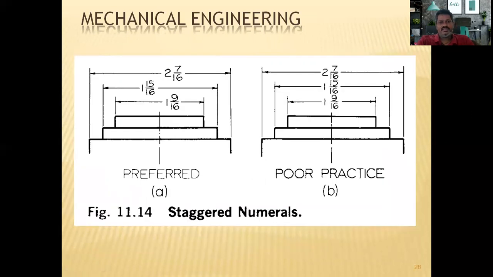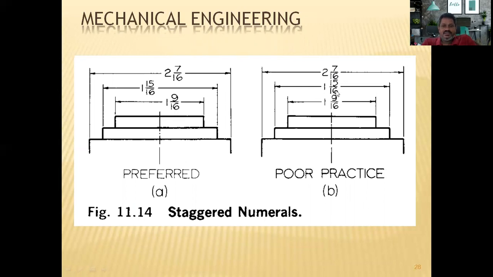Now, you can even see staggered numericals here. Here you can find three steps. The outer dimension is represented here, the middle dimension is represented here, and the top portion dimension is represented here, and these three dimensions are represented at the same location. This does not give clarity while reading these dimensions. Definitely the observer or the reader is going to be confused.